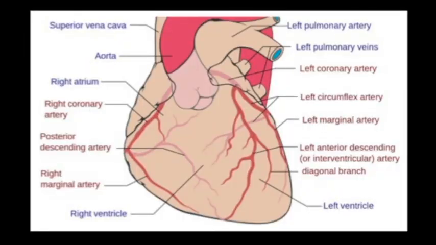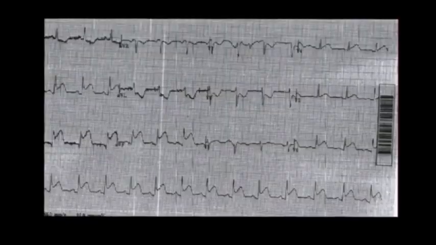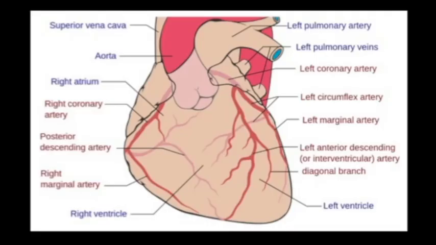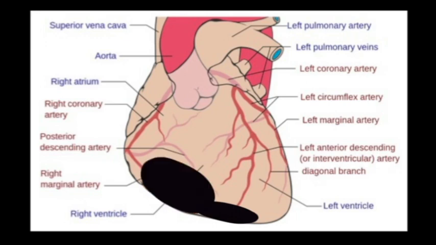The inferior wall of the heart is supplied by the right coronary artery in approximately 90% of patients. So, if we occlude the distal aspect of the right coronary artery, we will get an inferior wall MI. On EKG, this will appear as ST elevations in leads 2, 3, and AVF. What happens if we occlude the right coronary artery more proximally? This will cause an infarct of the inferior wall as well as the right ventricular wall.